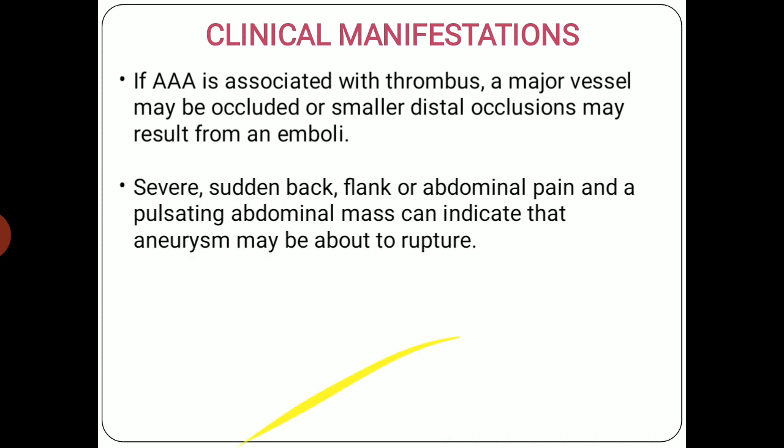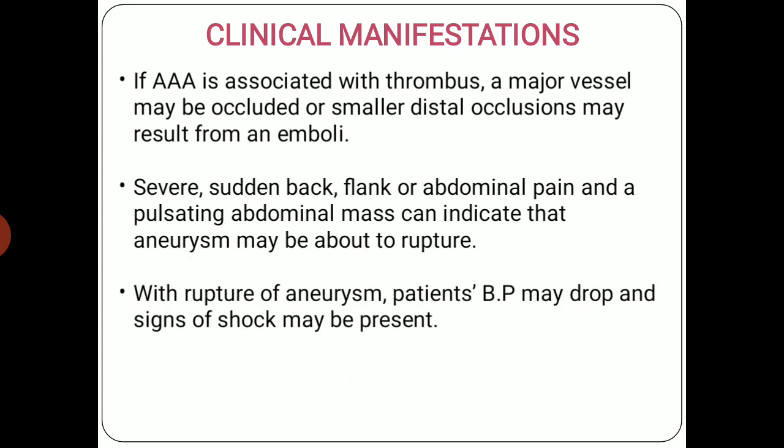Then, if the abdominal aortic aneurysm is associated with some thrombus, then the major vessel may be occluded, and it will lead to the emboli formation in the distal vessels also, and which will lead to the distal occlusion. So दूर की जो छोटी वेसल्स हैं that will also get affected.